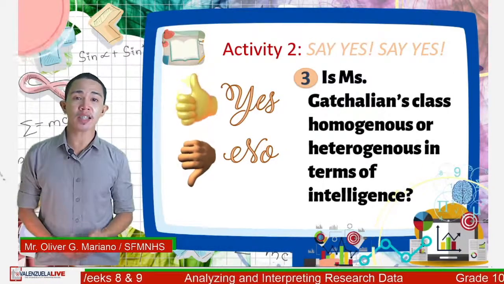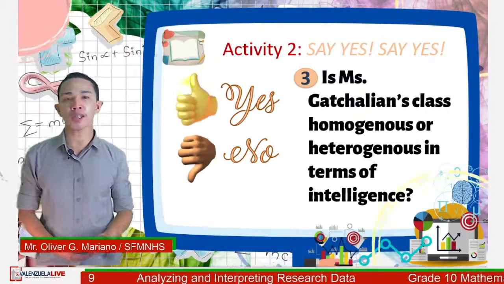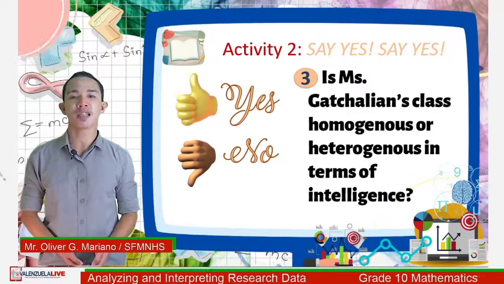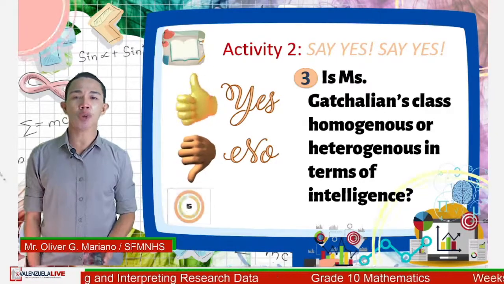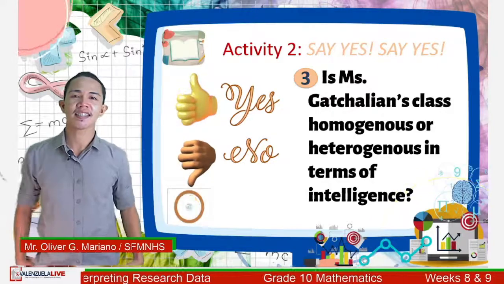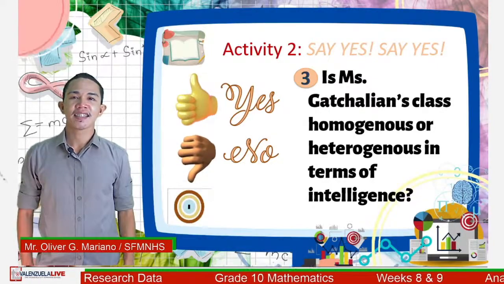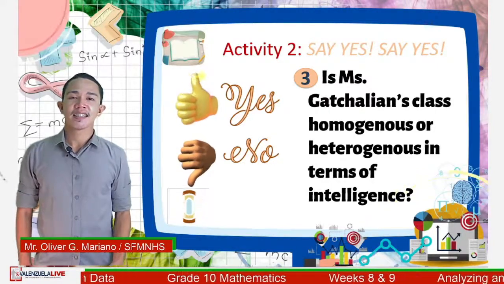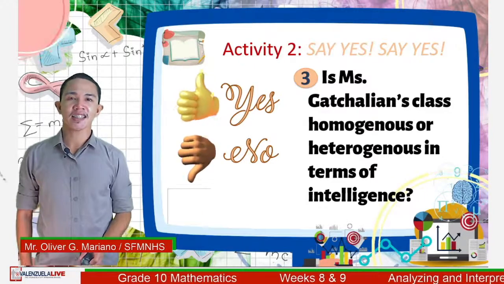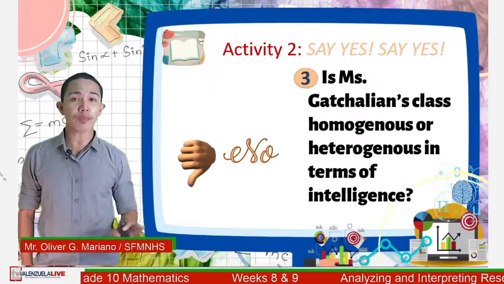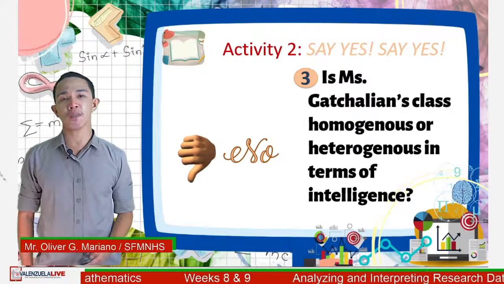Let's move to the third one. Is Miss Gatchalian's class homogeneous or heterogeneous in terms of intelligence? 5 seconds, go. That's it. This question cannot be answered using measures of possession.